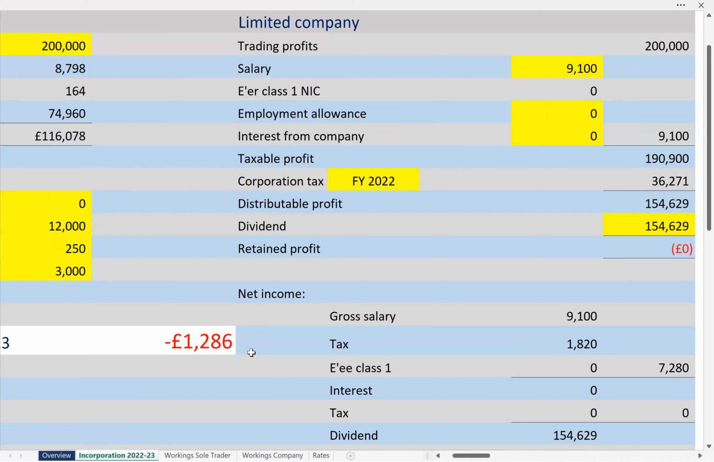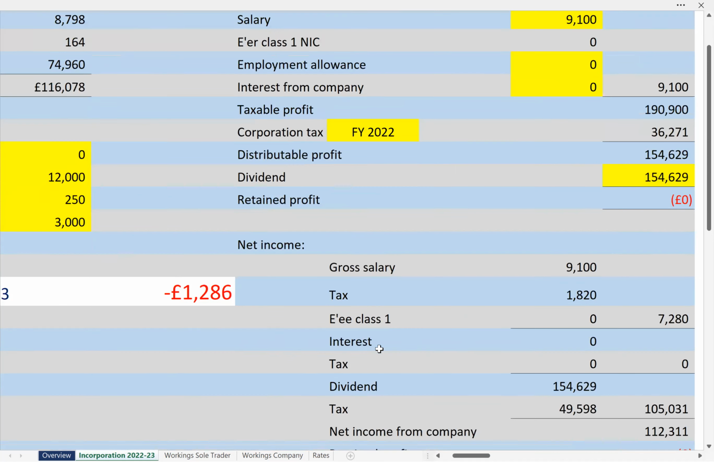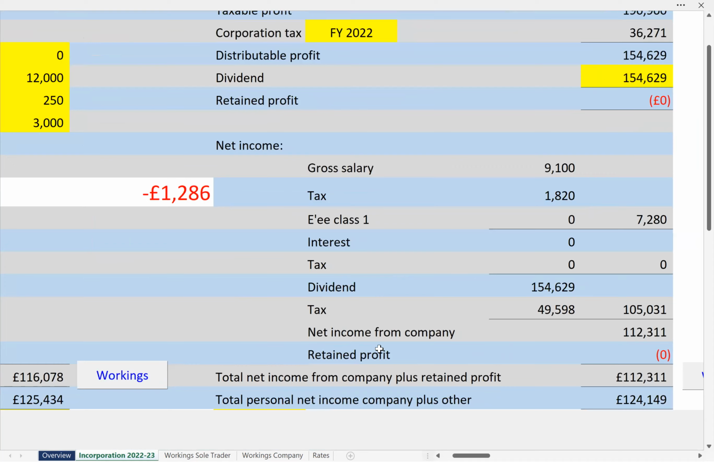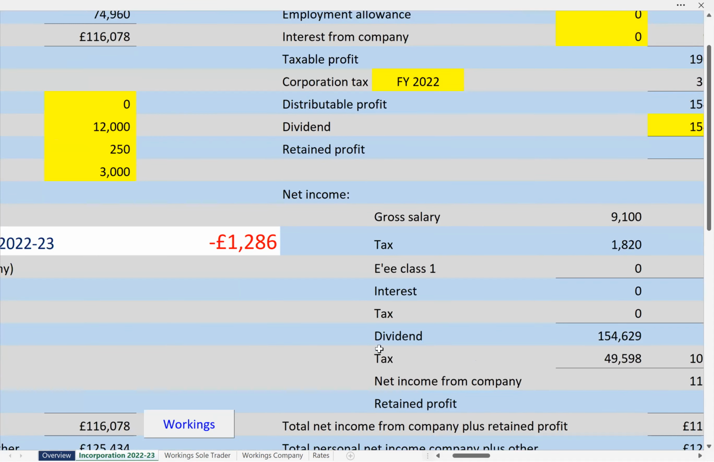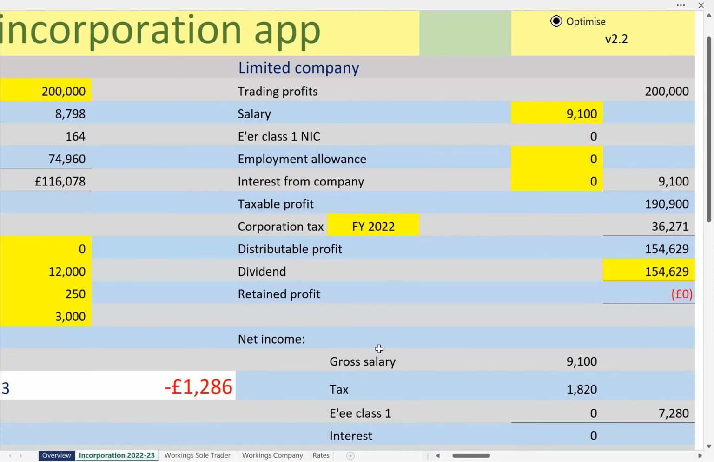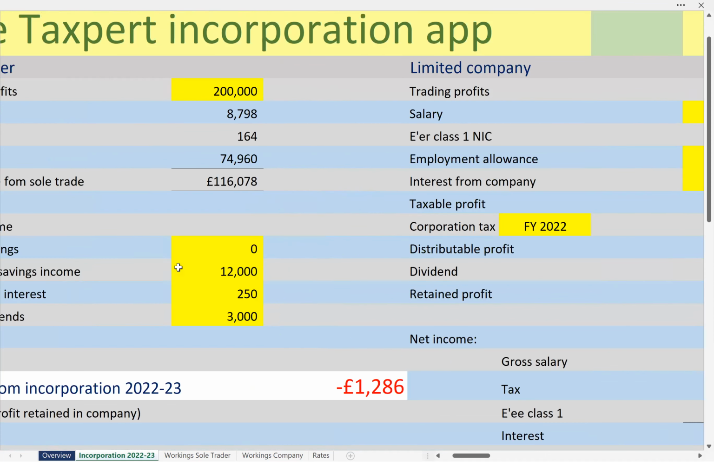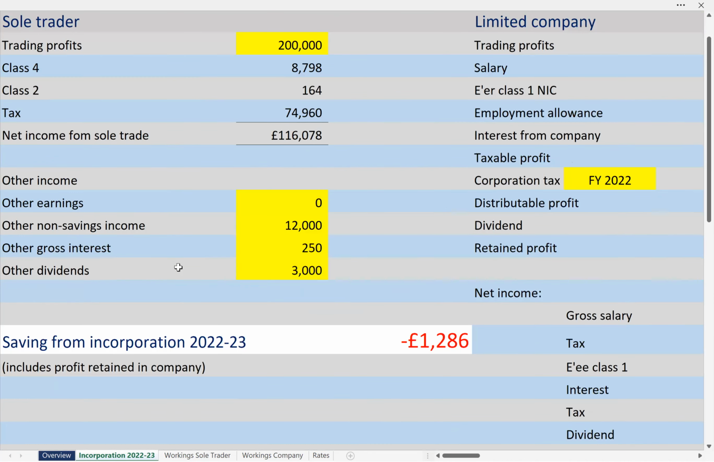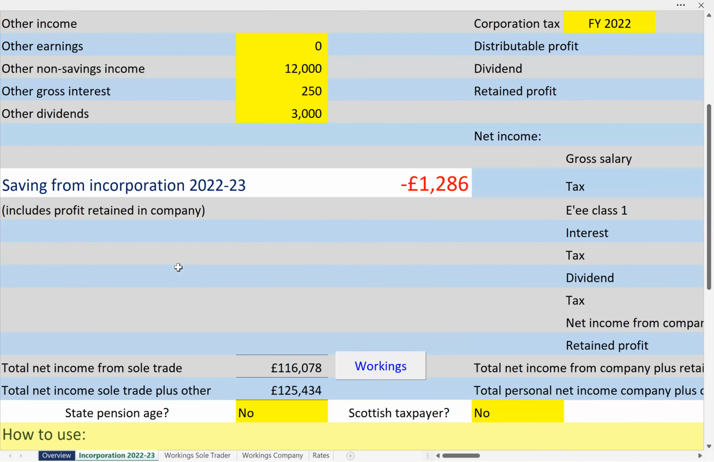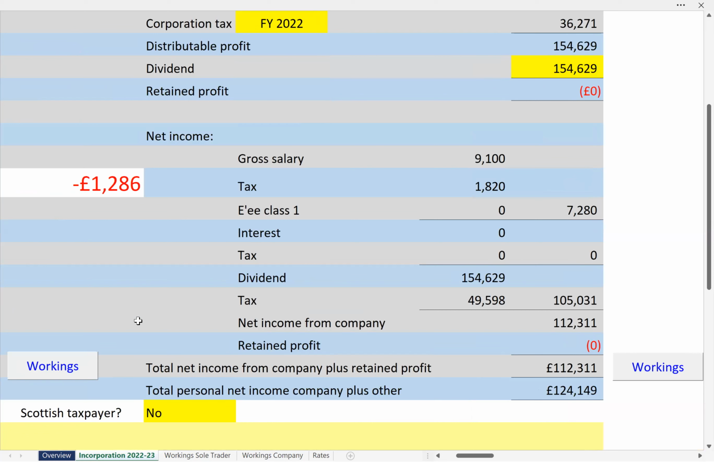And in fact, for this taxpayer, we're going to be worse off from the incorporation by 1,286, which is quite interesting. The reasons for that will be to do with the changes in national insurance. I'm not sure, I don't think it makes any difference. In fact, I'm sure it doesn't make any difference if I remove the other income from the sole trader, because that's already factored in and taken into account in the calculation.